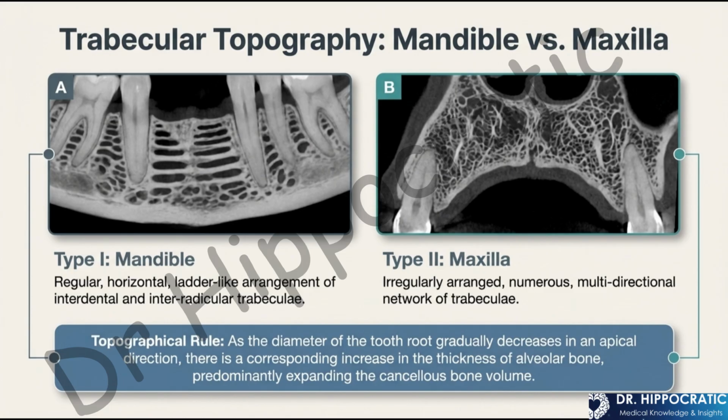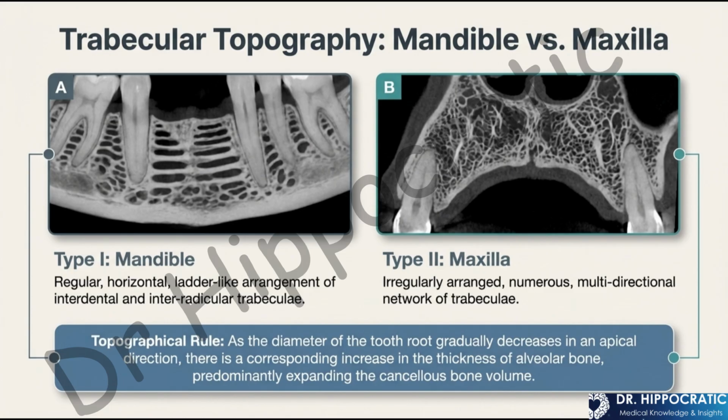And I'm guessing the upper jaw is type 2 because it doesn't move. Right. The maxilla is fixed directly to the skull. It doesn't hinge, and it has to make room for your nasal passages and sinus cavities. So its spongy network is irregularly arranged, multidirectional, and far more porous.